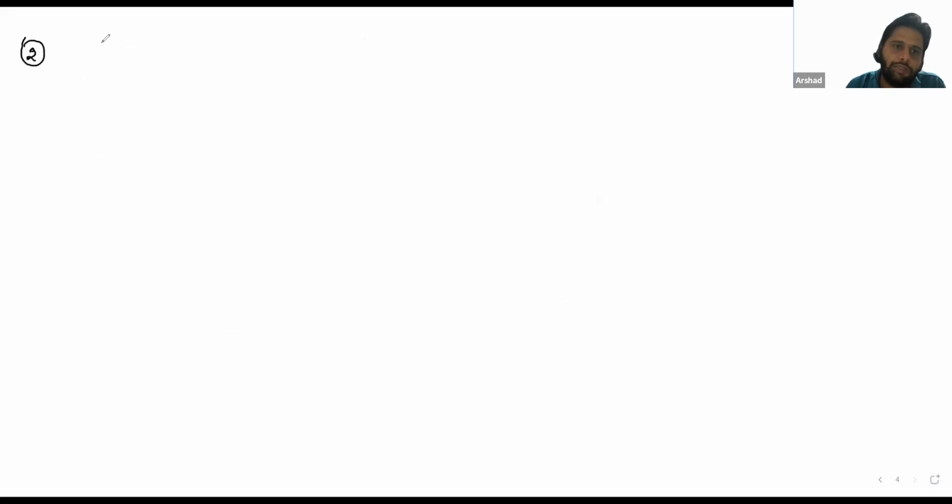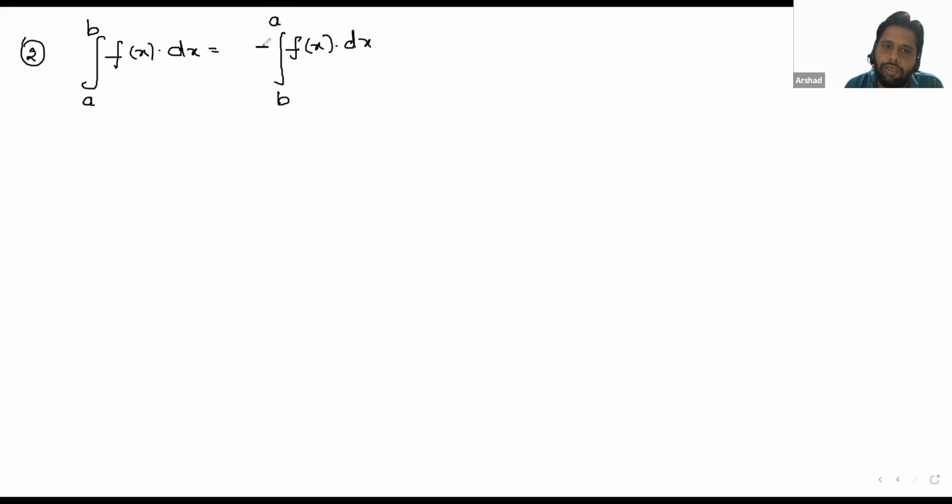Second property. Second property is if you have the integral from a to b of f(x) dx. Okay, now if you interchange these limits, so if you write b to a, earlier it was a to b, now it is b to a of f(x) dx, then what will happen here? You will get a negative sign. Okay, earlier it was a to b, now it is b to a, so what change we will get here? We will get a negative sign.